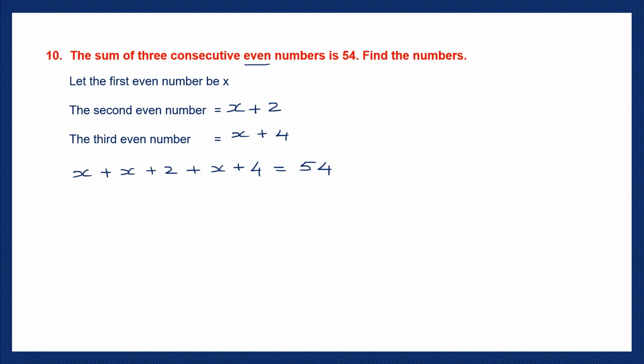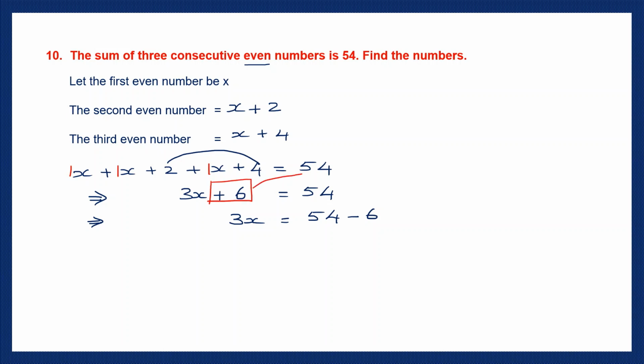So now let's count this. There is 1x here, 1 plus 1 plus 1. So that is 3x. So we have 3x plus, let's add up the numbers. So we have 2 and 4. 3x plus 6, 2 plus 4 is 6, is equal to 54. Now we need to find the value of x. So first we write 3x equals 54 minus 6. Minus 6 because here it is plus 6 and we have transposed it to the other side. It's become minus 6. So 54 minus 6.